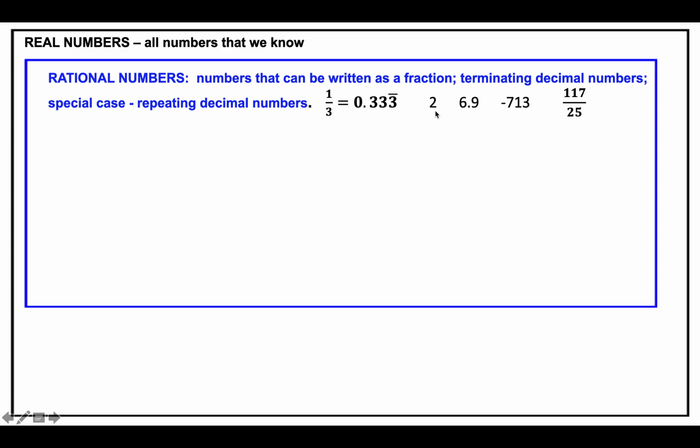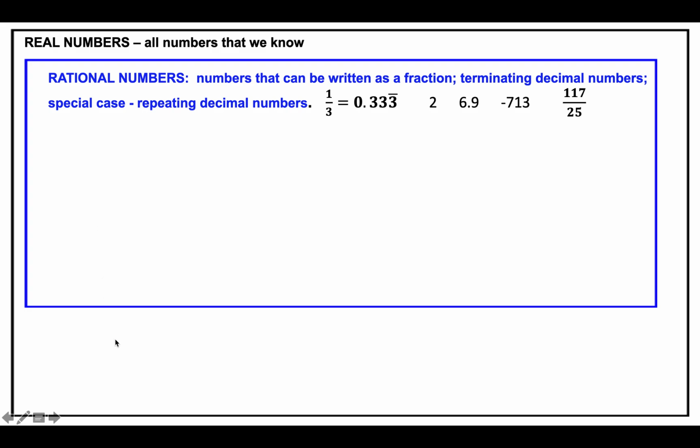2 is a rational number. Its decimal is 2.0, or it can be written over 1, which makes it written as a fraction. 6.9 is another rational number. It is a terminating decimal, a decimal that ends. Negative 713, it's a negative number this time. That's also a rational number. And 117/25, which is a fraction, is a rational number.